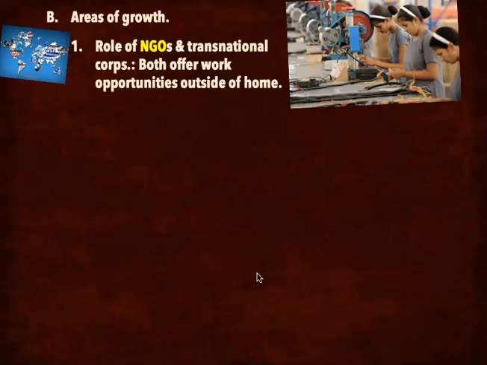And these are organizations that are not attached to any government. That's what I mean by NGO, non-governmental organizations. They operate independently, and their effort is to try to help LDCs to improve and to develop further. Okay, and so we see that from NGOs. We see that from some transnational corporations.